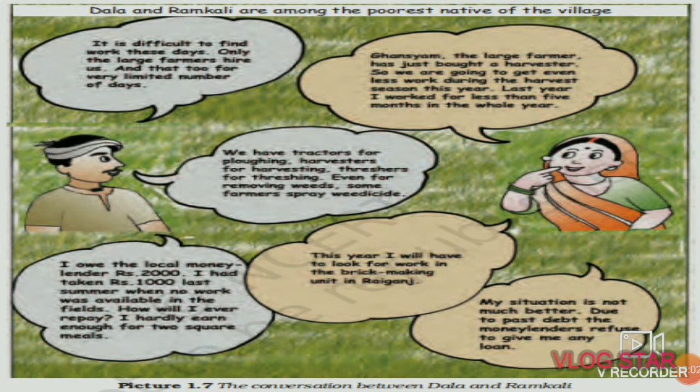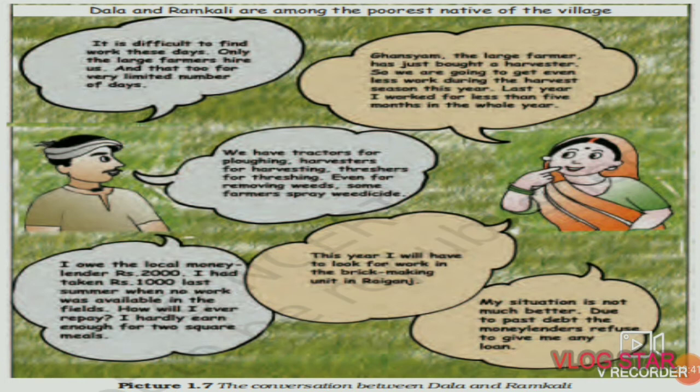So what does Ramkali say? This year I will have to look for work in the brick making unit at Raiganj. So she is thinking that as I am getting less than 5 months of work, what shall I do? Now I will go and find work in brick making units in Raiganj. Next, Dala says, I owe the local money lender rupees 2000. I had taken rupees 1000 last summer when no work was available in the field. How will I ever repay? I hardly earn enough for 2 square meals.